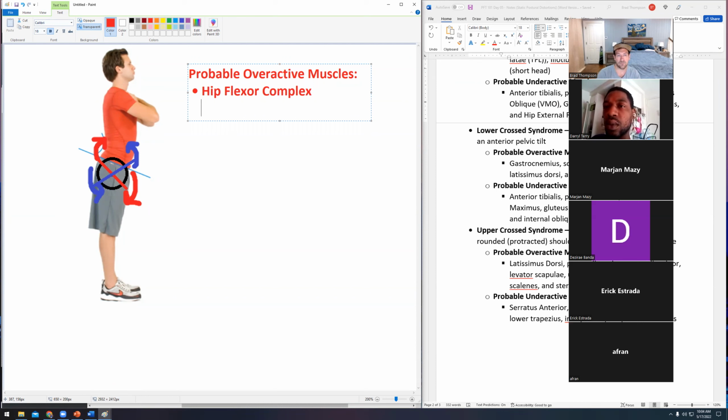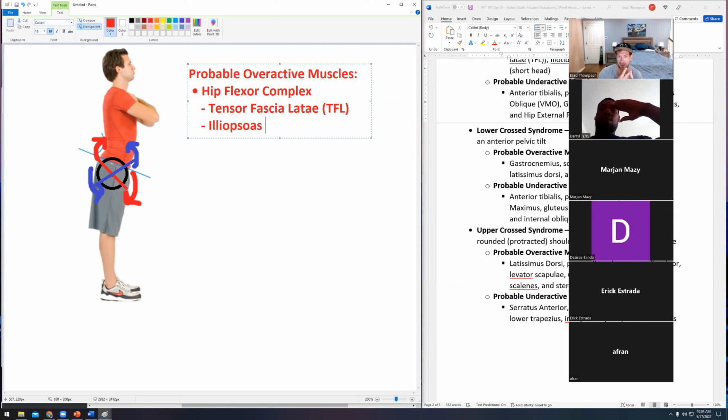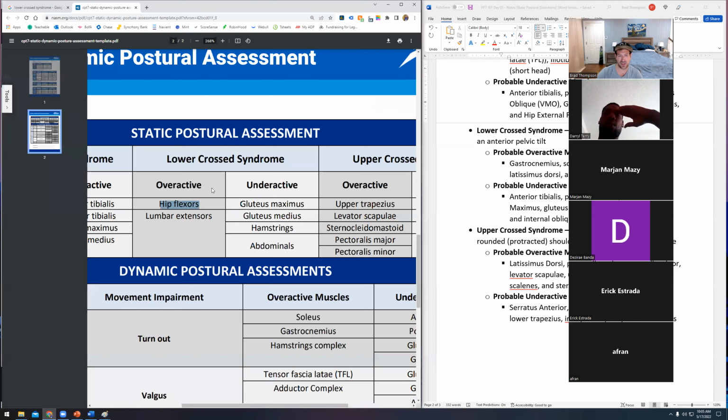But what I mean by that is the TFL, your tensor fascia latae. So that's the same muscle we just saw on our last list, right? That's the one that was internally rotating the hip. It does both. It's primarily a hip flexor and an internal rotator. We're also going to see tightness in the iliopsoas. That's known as your iliacus and your psoas muscle. And then we're going to see the big one here, the rectus femoris. So the rectus femoris is actually a quadriceps muscle as well. So that's all of the hip flexors.